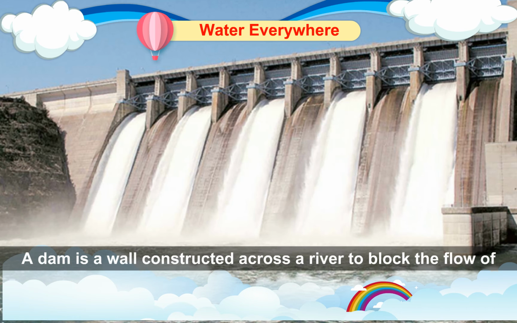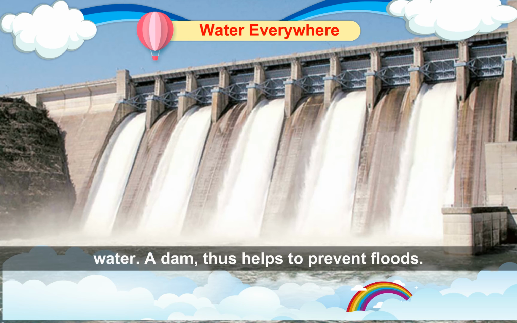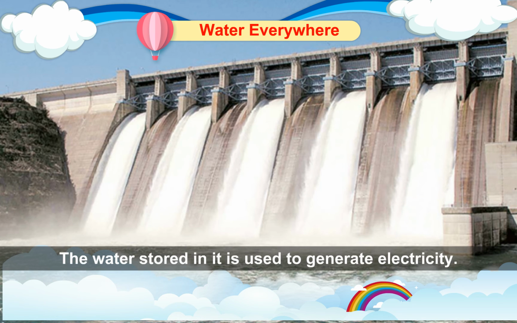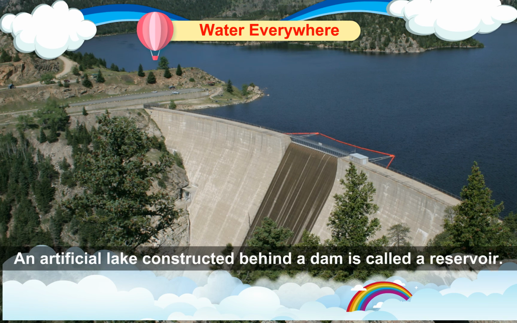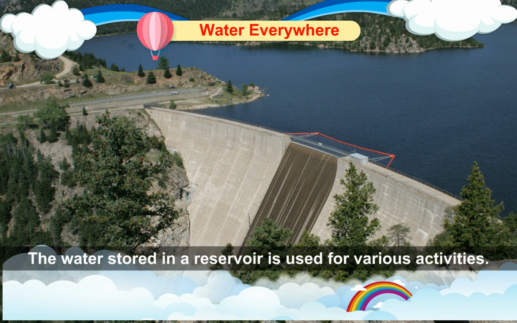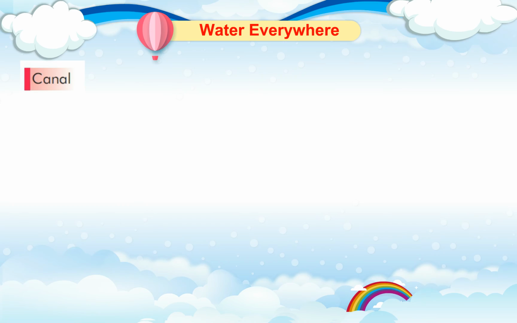Dam. A dam is a wall constructed across a river to block the flow of water. A dam thus helps to prevent floods. The water stored in it is used to generate electricity. Reservoir. An artificial lake constructed behind a dam is called a reservoir. The water stored in a reservoir is used for various activities.